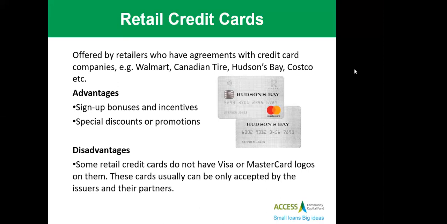For example, if you look at the picture here, can you spot the difference? Yeah, of course you can. One of the cards has a MasterCard logo on it, and the other one is without the MasterCard logo. Hudson's Bay, for example, offers two types of credit cards. The one with the MasterCard logo can be used any place where MasterCard is accepted. On the other hand, the card without a MasterCard logo can only be used in Hudson's Bay stores. So you cannot use it outside of Hudson's Bay.